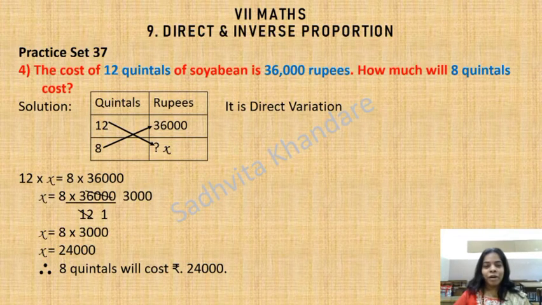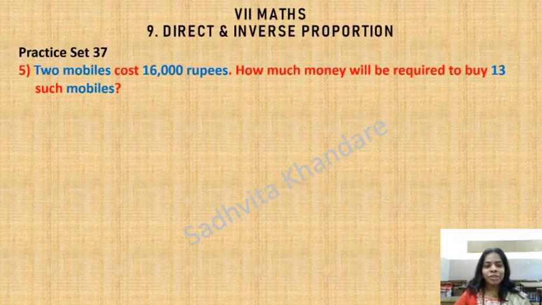This question is over. Now let us see question number 5. 2 mobiles cost 16,000 rupees. How much money will be required to buy 13 such mobiles? This is a question again of direct variation, children. If you want more mobiles, you have to pay more money. If you want fewer mobiles, you have to pay less money. So it is a question of direct variation.